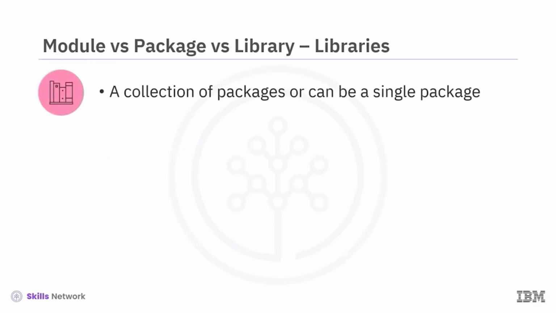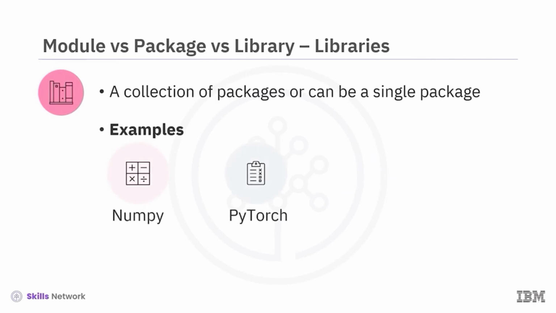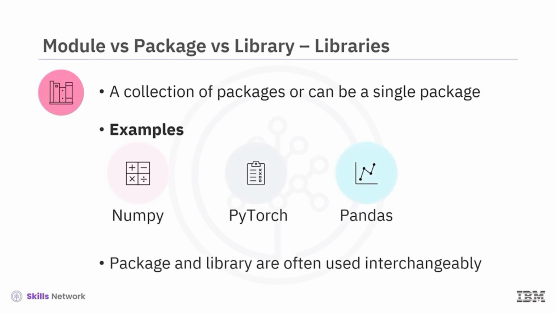A library is a collection of packages, or it can be a single package. Examples include NumPy, PyTorch, and Pandas. Note that the terms package and library are often used interchangeably. Therefore, NumPy, PyTorch, and Pandas are also referred to as packages.